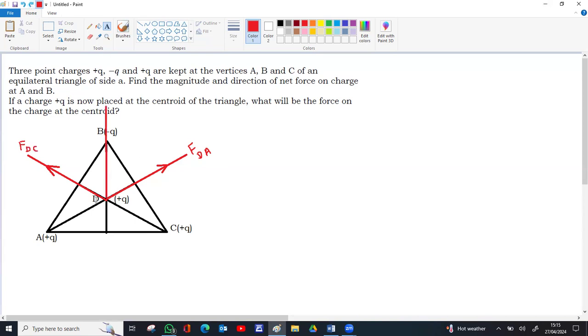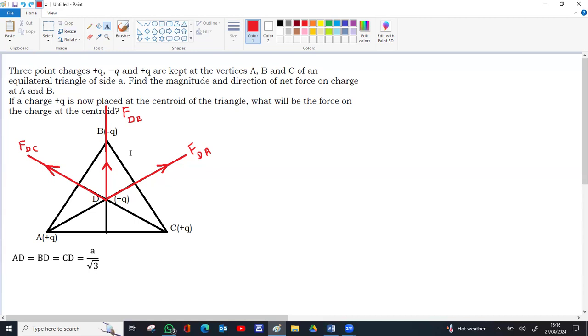Now D experiences another force due to the negative charge. Unlike charges attract, so B will have an attraction towards D, and D will have an attraction towards B. Still our interest is D, so D is tending to move upward. So the force on D due to B is in the upward direction, j cap. Now these three forces add up to give the total force on the charge at the centroid. Since force is a vector quantity, we are supposed to follow vector addition.